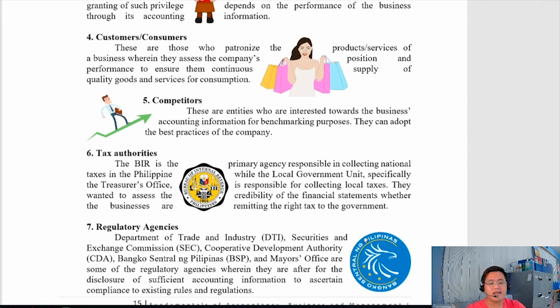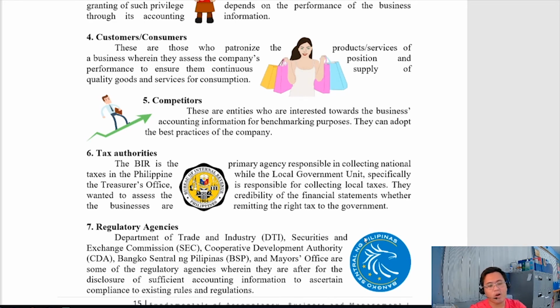Okay, so they wanted to assess the credibility of the financial statements, whether the business is remitting the right tax to the government. Especially the BIR, they are very strict. There are times that they need your financial statements to be audited by an external auditor, to maintain the integrity and authenticity of the documents that you have submitted with the BIR, whether they are true and correct. Okay, so you have to submit documents, financial statements to the Bureau of Internal Revenue.